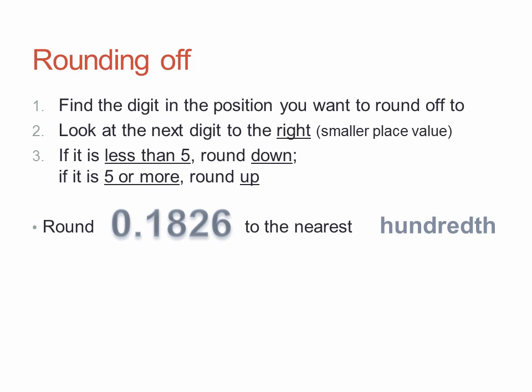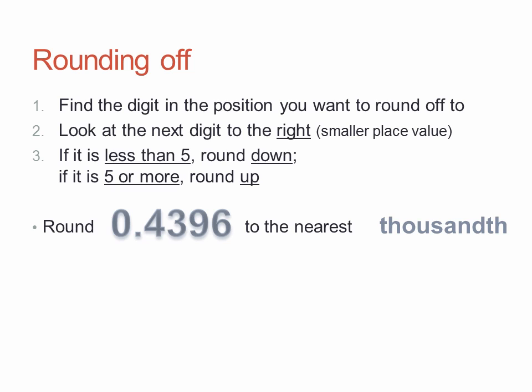Round 0.1826 to the nearest hundredth. Well, the digit for the hundredths is the 8. The digit to the right is a 2, so round down. 0.18. Again, any extra digits to the right don't affect the outcome. A couple more interesting cases and then we're done.